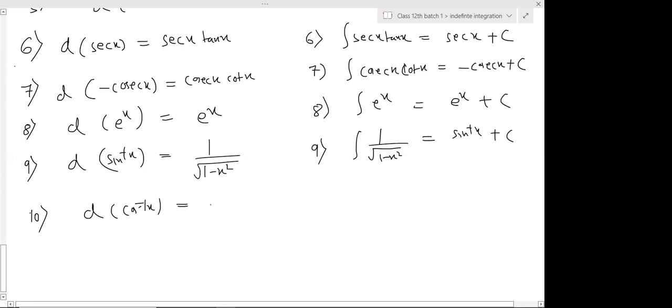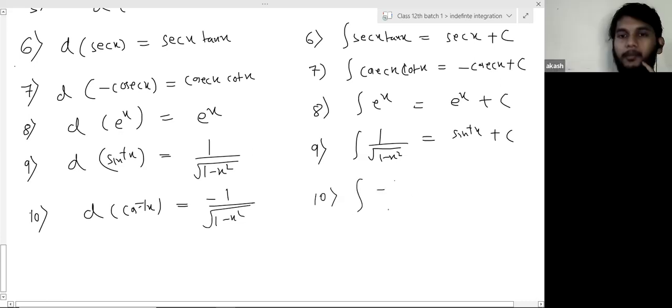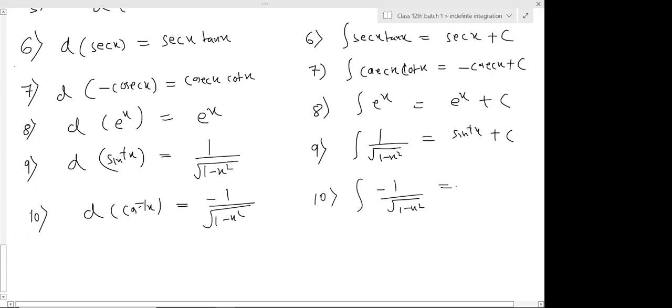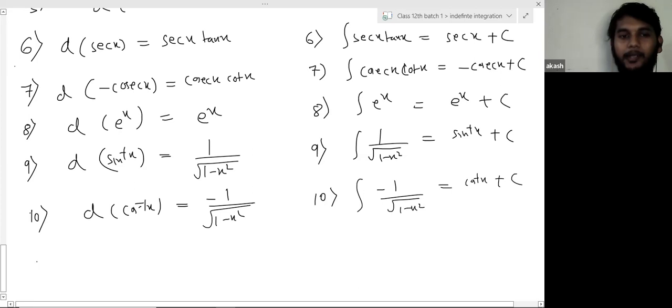Minus 1 by root 1 minus x square. So integration of minus 1 upon root 1 minus x square will be cos inverse x plus c. Yes, plus c. Don't forget plus c.